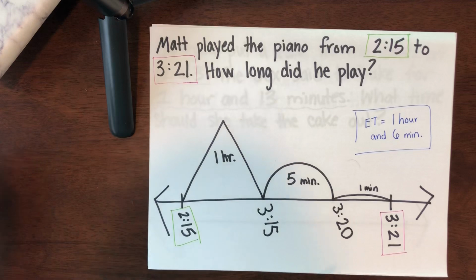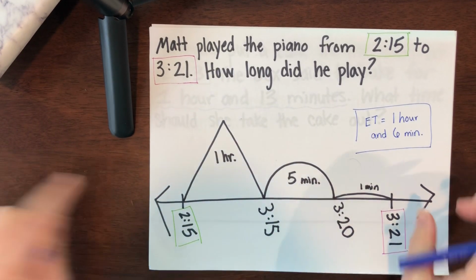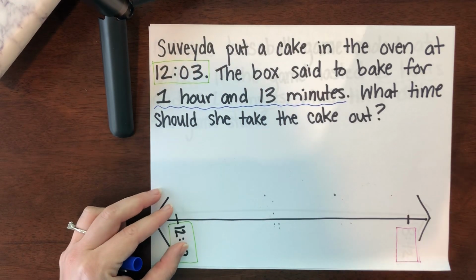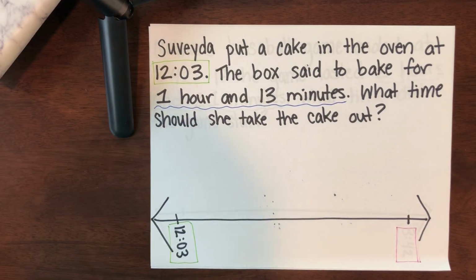All right, I'm going to show you a new type of problem that doesn't give you the start and the end time. Here's problem number 2. Saveda put a cake in the oven at 12:03. The box said to bake for 1 hour and 13 minutes. What time should she take the cake out?